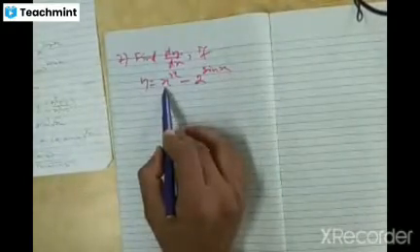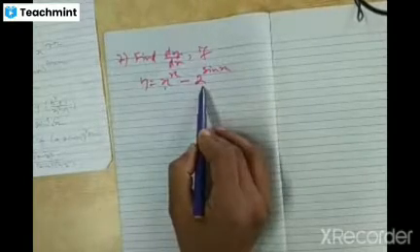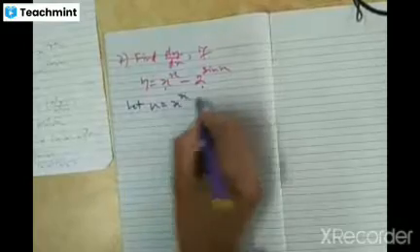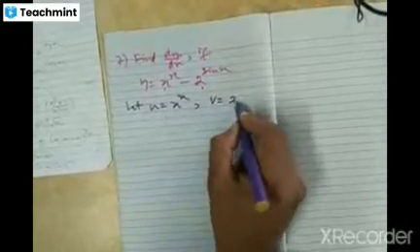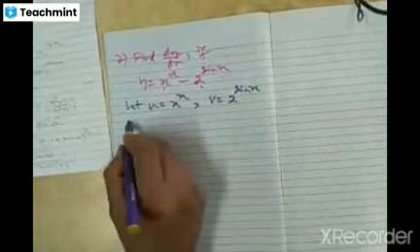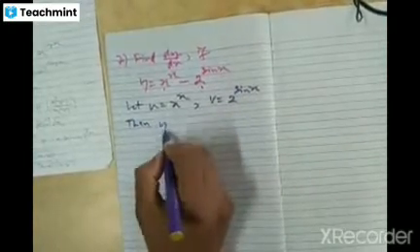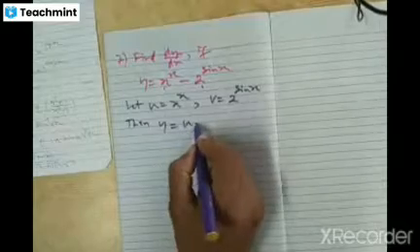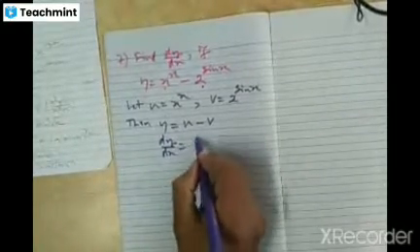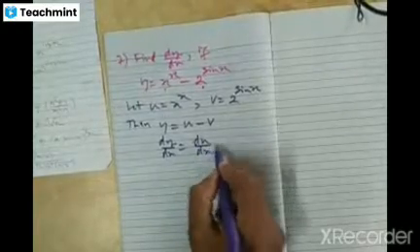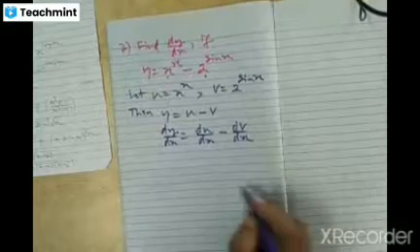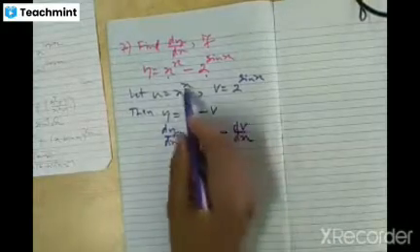Take this as function u, this function as v. Let u be equal to x power x and v be equal to 2 power sin x. Then the given function y becomes y is equal to u minus v. So dy by dx is du by dx minus dv by dx, correct? And now first we shall find du by dx.